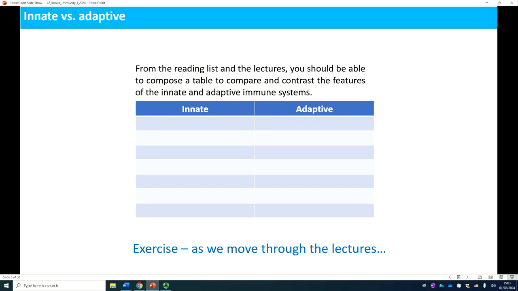So as we go along, there's a little exercise here, and you can use this as we move through the next few lectures. Basically, it's a little table comparing innate versus adaptive. So as you progress through the lectures, just try and see whether you can fill this out, picking information from the lectures as we go along.